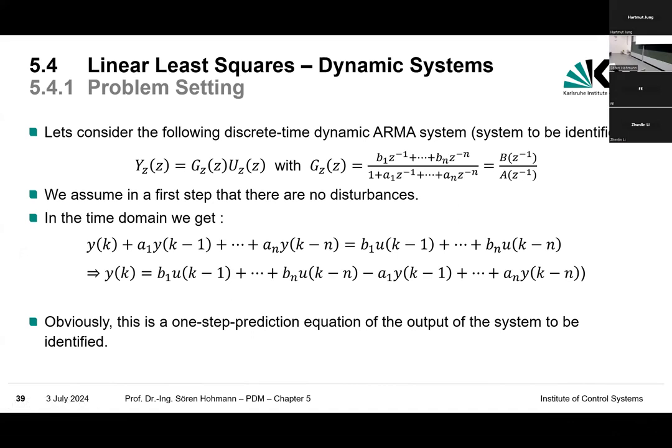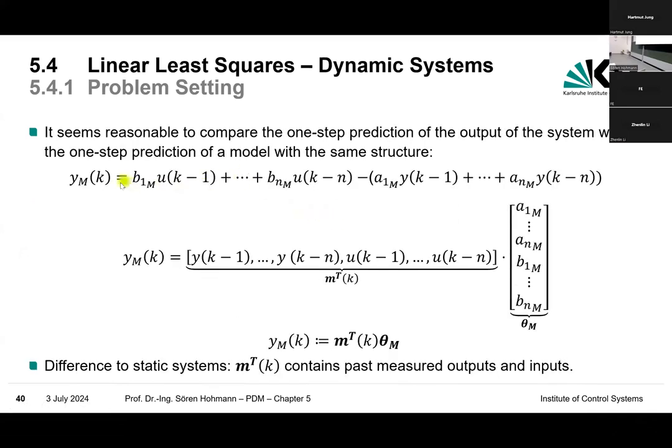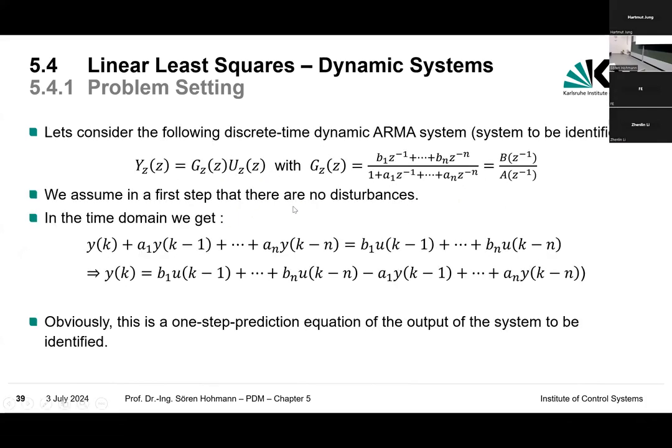It seems reasonable to compare your predicted output with your measured output, the actual measured output. Then it reads like this. You take this as a model. The idea is to compare the predicted output, which is given here, taking this as a model, with the measured output, and use this as an indication whether we have a good prediction via the values B1, B2, A1, A2, etc. That's the basic idea.